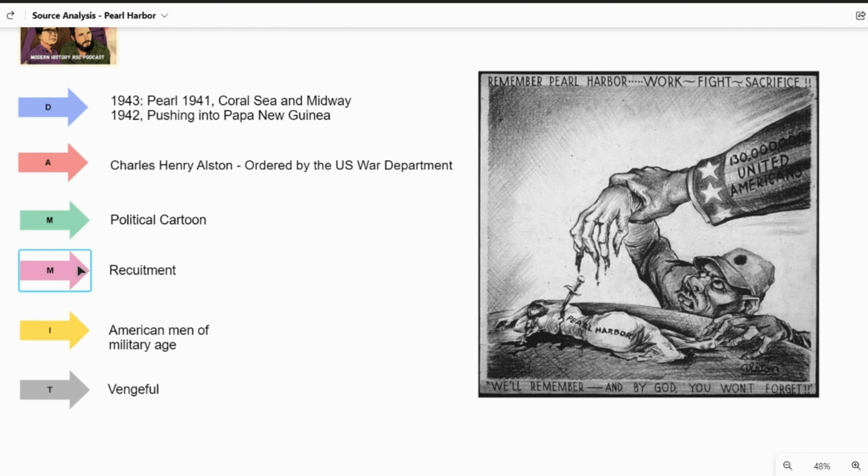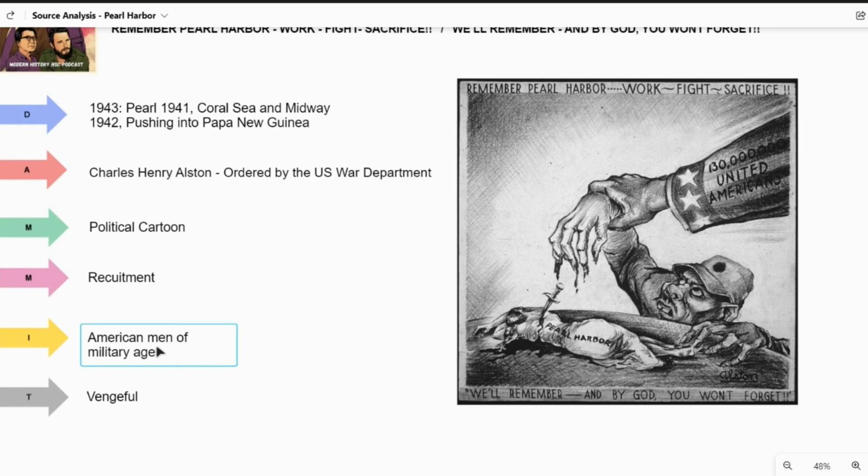When we come down to the motive, if we've already established that this is not about telling the American people about Pearl Harbor, that ship has sailed. What is it about? Well, let's think about the other things that have taken place so far, what they're currently having to do, and what is happening in the source. So you can see that it's recruitment, and we can see that the intended audience is American men of military age, and we can see that the tone is vengeful.